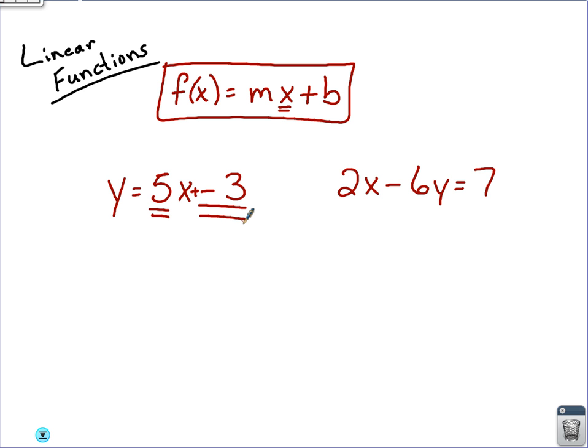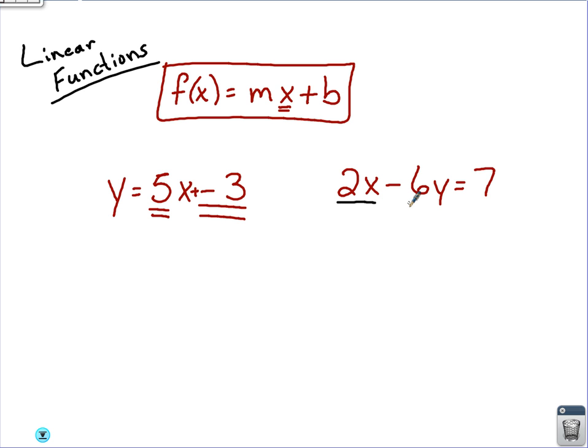But the second one doesn't look like it's in that form. But the question is, could we get it in that form? And if we can get it into that form, it's also going to be a linear function. And again, remember that anytime it's a linear function, if we graphed it, we'd have a straight line. We have 2x minus 6y equals 7. And let me remind you of something.